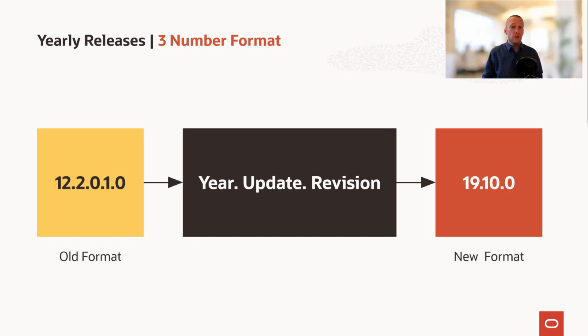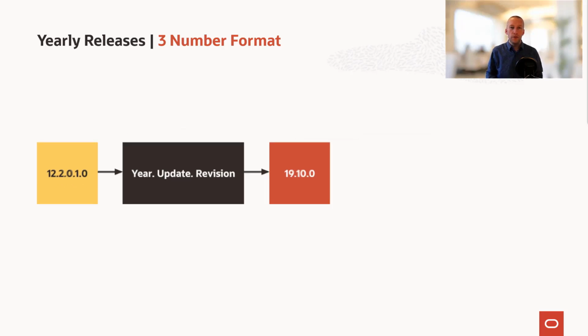So when someone talks to me and says, "Hey, Daniel, I got a problem with my 1910 database," I immediately know which release update it runs on and if there are any revisions installed on top of that. So it's much easier for me to set up a reproducible scenario. But let's look a little deeper into the new number format.